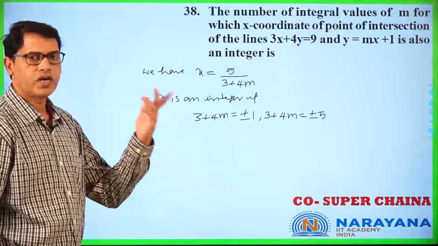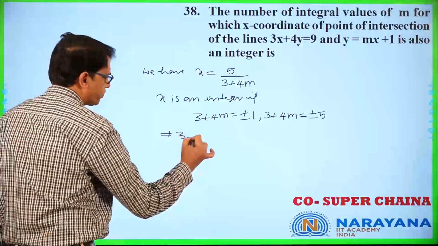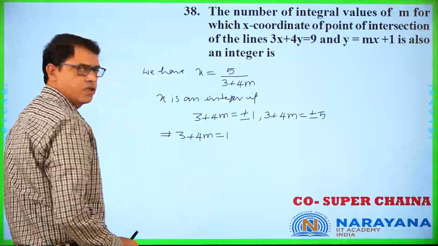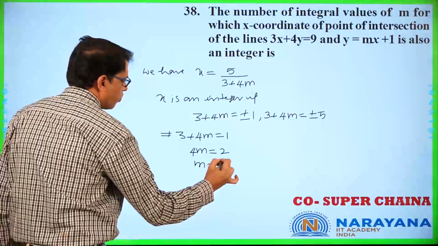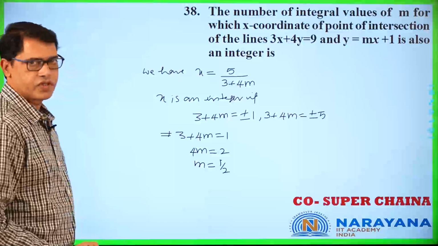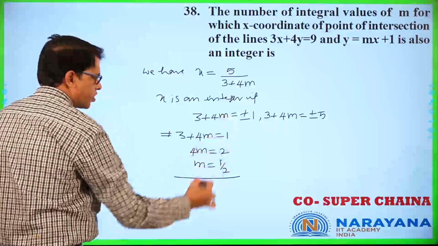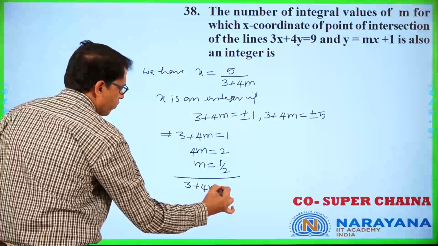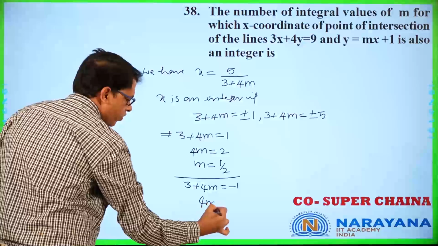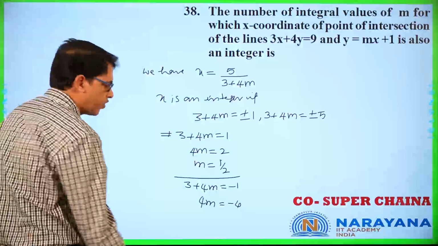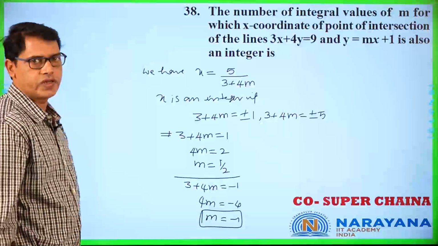So from this let us find the m value. If you take plus 1, 3 + 4m equals 1, so 4m equals 2, so m is half, not an integer, not the required value. Next, if you take 3 + 4m equals minus 1, the second possibility, 4m equals minus 4, m value minus 1. So this is one case, m equals minus 1, an integer.